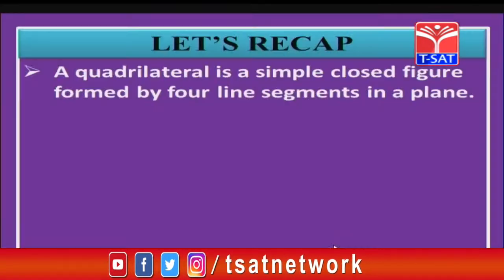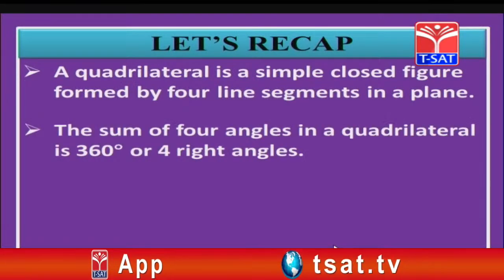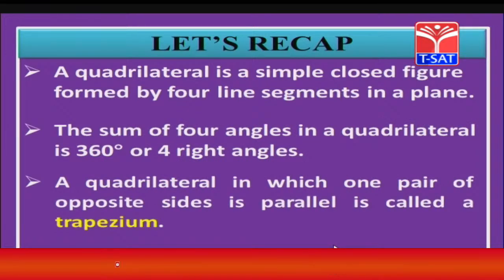So, children, till now we have learnt the applications of the concept that we have learnt about quadrilaterals, types of quadrilaterals and properties of quadrilaterals. Okay, children. Now, before we end our session, let us quickly recap what we have learnt in this session. A quadrilateral is a simple closed figure formed by 4 line segments in a plane. The sum of 4 angles in a quadrilateral is 360 degrees or 4 right angles.